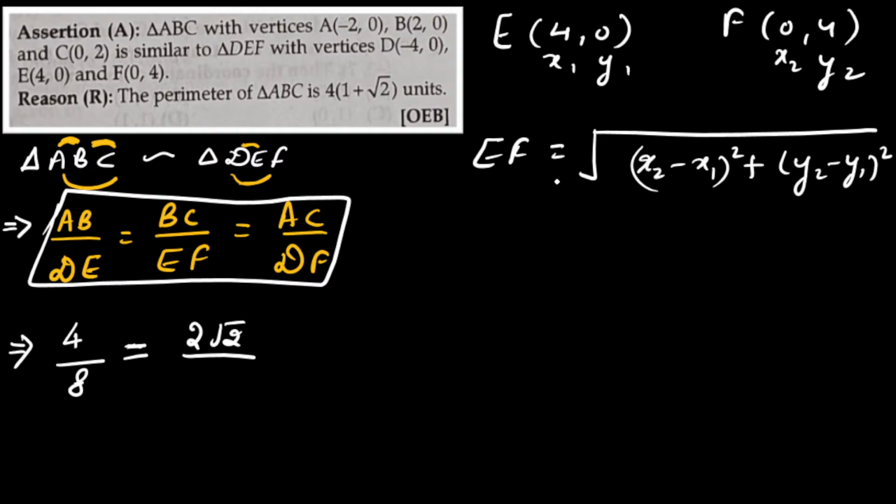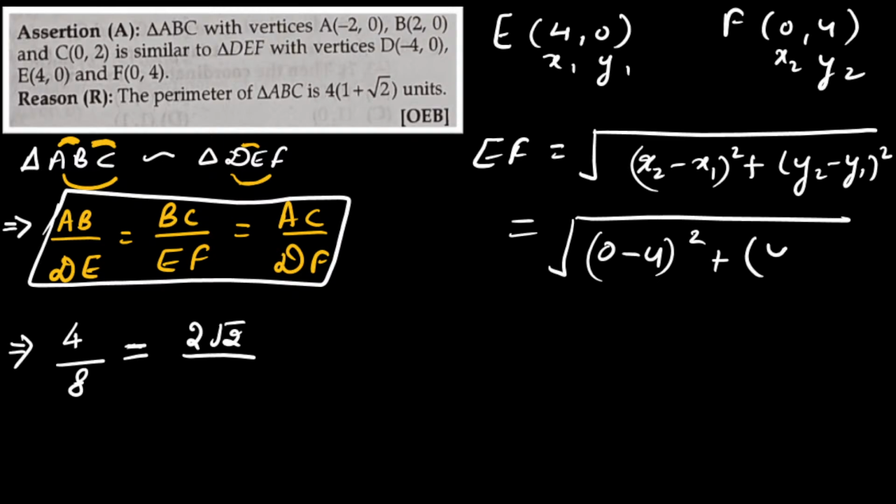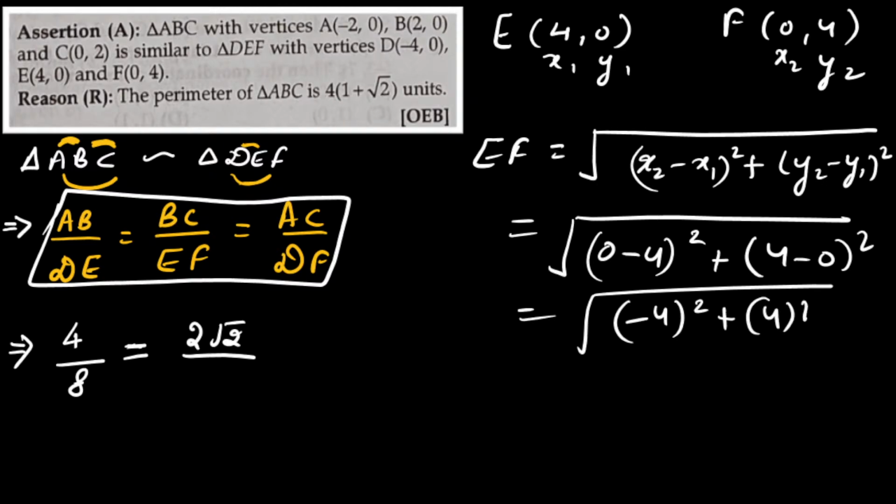So EF is root of x2 which is 0 minus x1 which is 4, whole square, plus y2 which is 4 minus 0, whole square. So 0 minus 4 is minus 4, minus 4's whole square plus 4's whole square. The square of a negative is always positive. So this is 16, this is also 16. So 16 plus 16 is root 32.